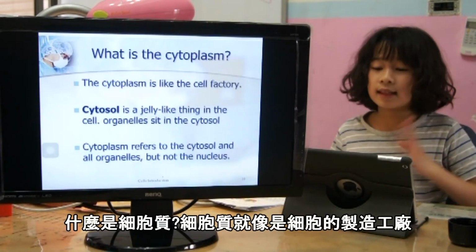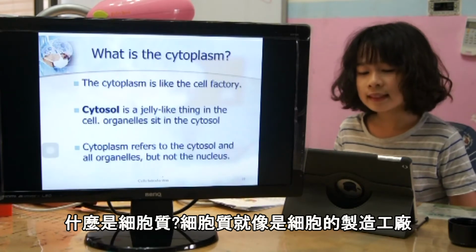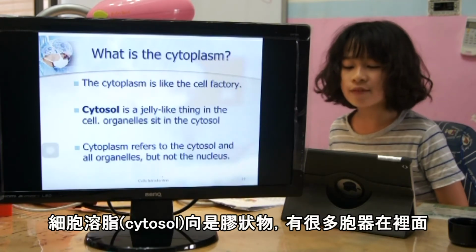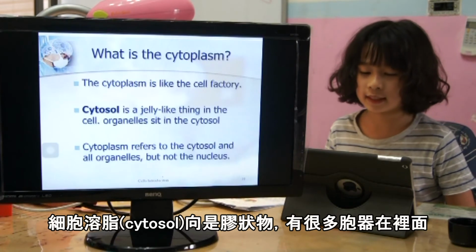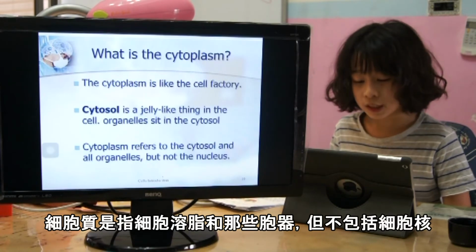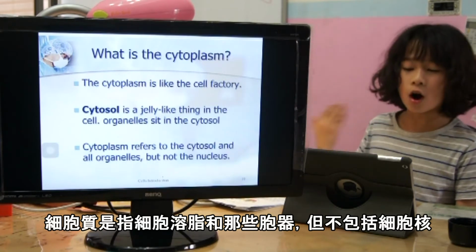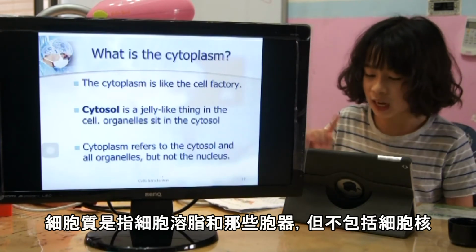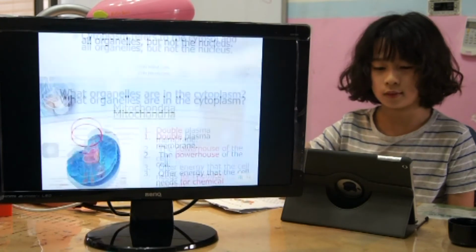What is the cytoplasm? Cytoplasm is like a cell factory. Cytosol is a jelly-like substance that the organelles are set in. Cytoplasm includes the cytosol and the organelles, but not the nucleus.